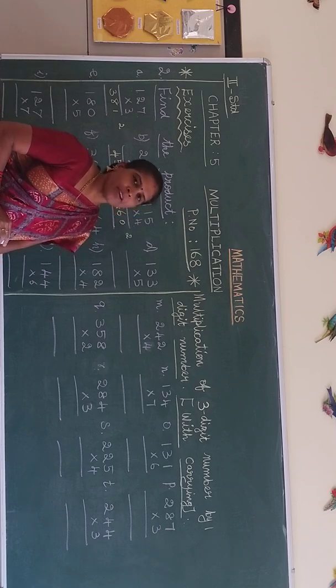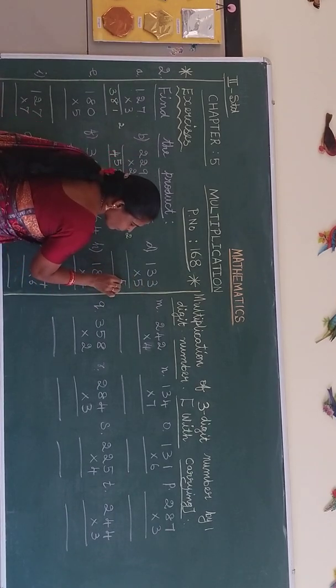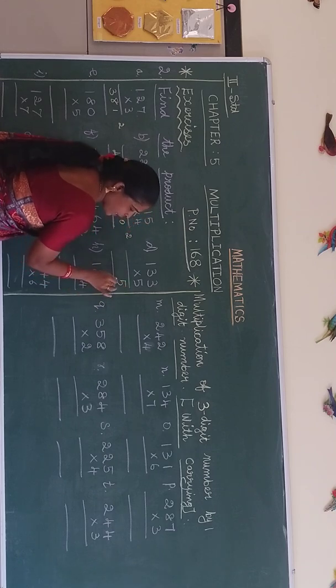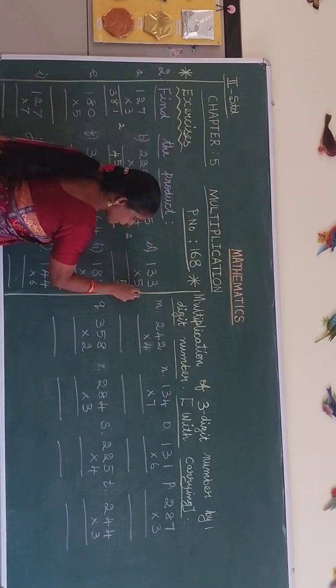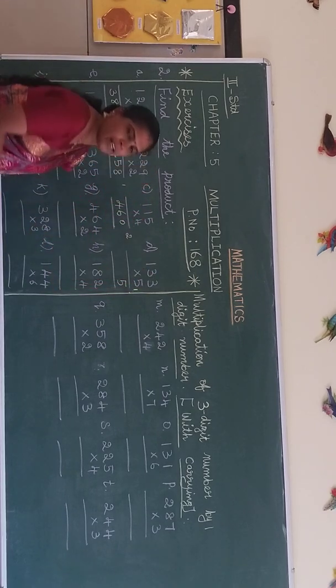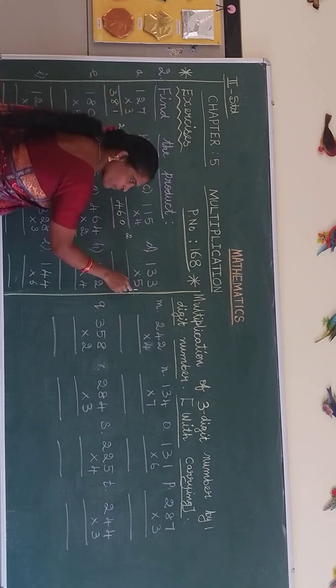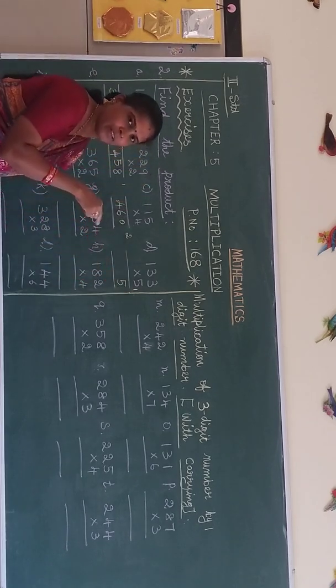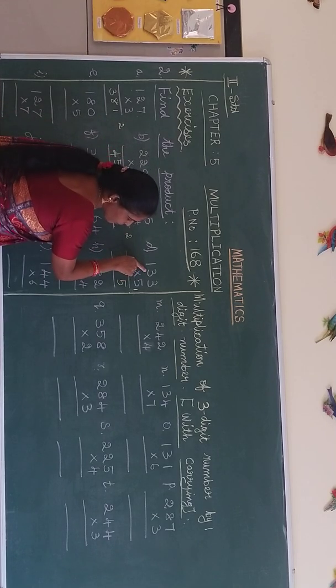133 multiplied by 5. 5 threes are 15. In this 15 you have to write 5 in the ones place and 1 on the side. And 5 threes are again the same, 15. 15 plus 1, don't forget to add this 1. Okay, keep in mind 5 threes are 15.